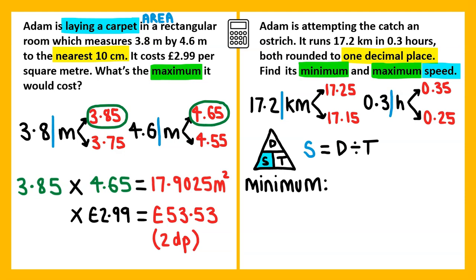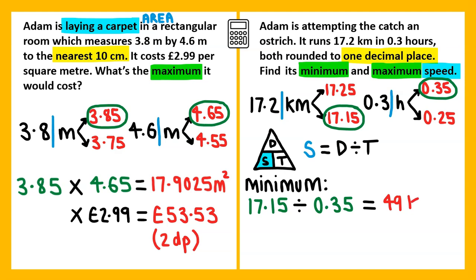To find the minimum, when using division or subtraction, it won't be as simple as just using the two lower bounds. The way you minimize your answer when completing a division would be to take the smallest value that you're dividing, so my lower bound 17.15, and dividing or sharing it into the largest possible value, which would be my upper bound of the divisor, 0.35. This will give me a speed of 49 kilometers per hour.